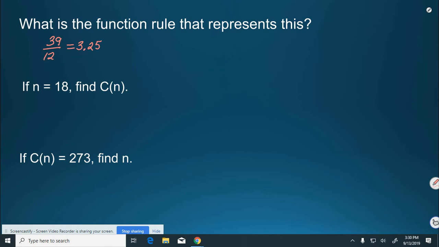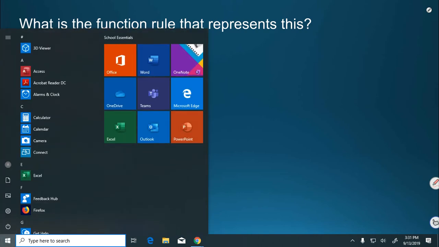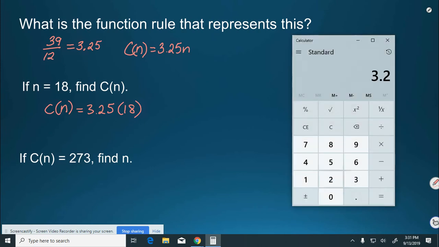So now we can write our equation. C of n, or the cost as a function of the number of cupcakes, is equal to 3.25n, $3.25 per cupcake. So now we can solve these two other questions. If n is 18, find C of n. So we want to know the cost if we're purchasing 18 cupcakes. So we do 3.25 times 18. You can use your calculator. And 3.25 times 18 is $58.50. So these better be some pretty fancy cupcakes.